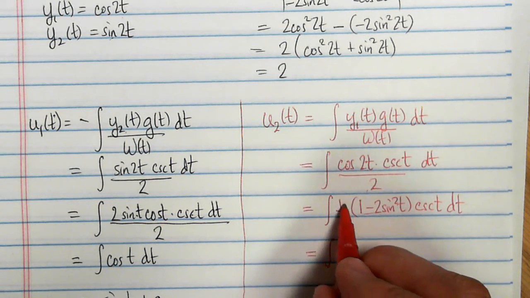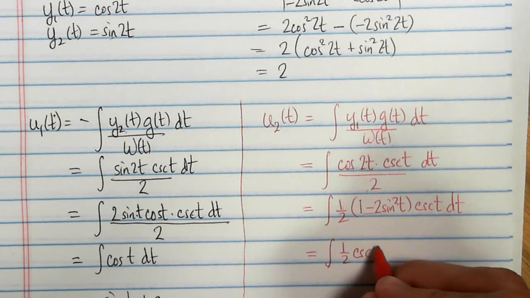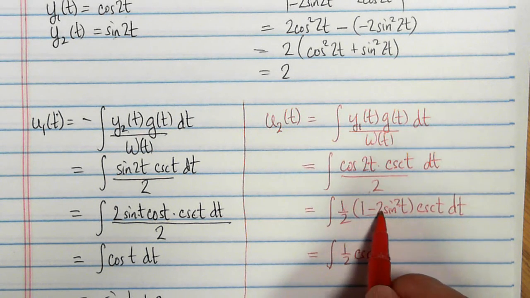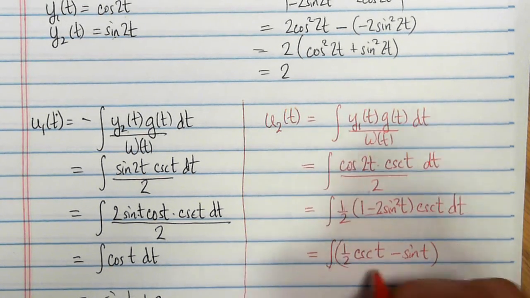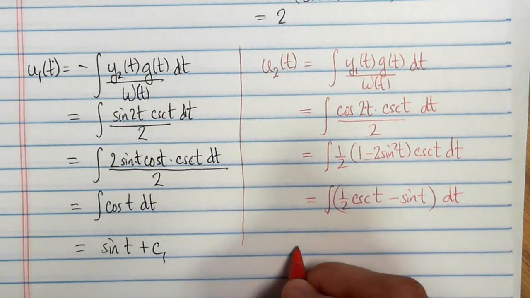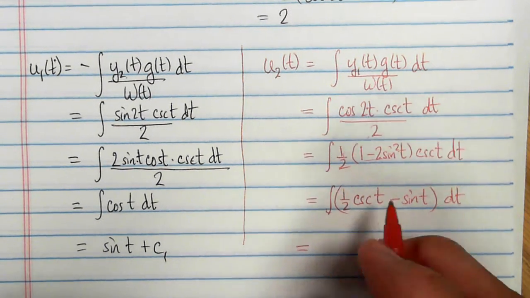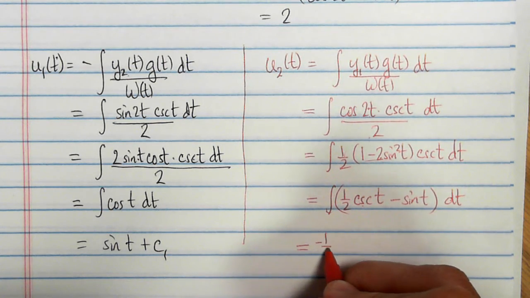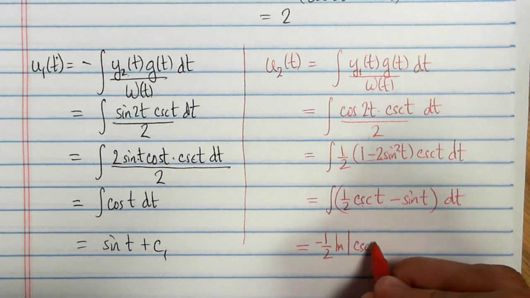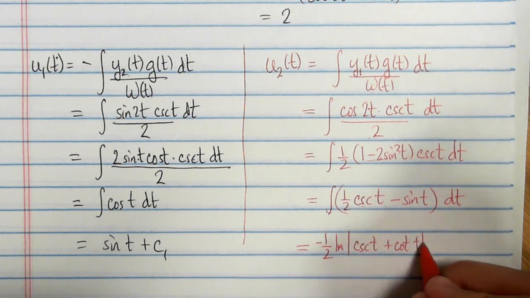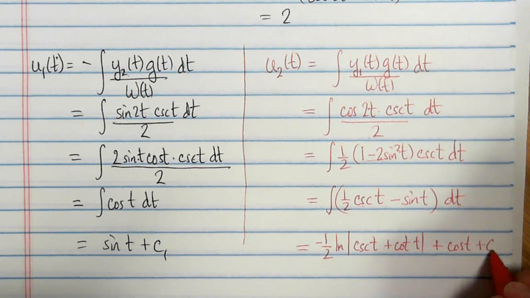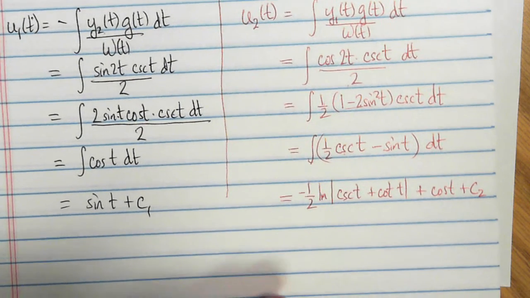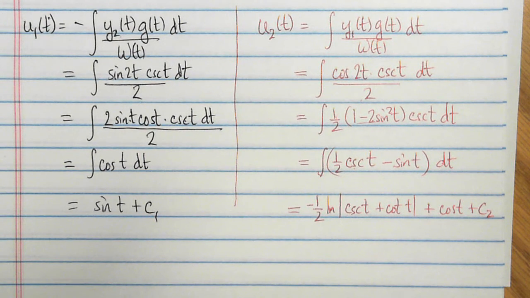Now multiplying out, we get 1/2 cosecant of t. Then if I multiply out, the 2 and the half cancel. Sine squared of t times cosecant of t is minus sine of t dt. And for this, we just simply use the formula for the integral of cosecant. Negative 1/2 natural log of cosecant of t plus cotangent of t. Then I have integral of negative sine, which is plus cosine of t, plus the second constant c2. So there's the u1 and u2, the two integrals that I need to be able to do this calculation.